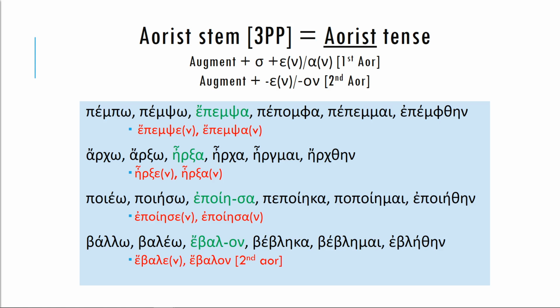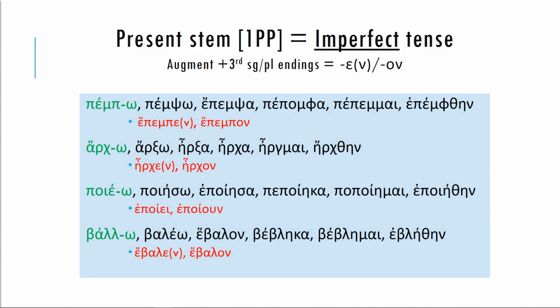So these are forms you've seen a million times by now, right? Epempse, epempson, right? Ebalen, ebalon. These are forms you should be pretty familiar with right now. The present stem is what we use to form the imperfect. And again, you add the augment and then these secondary endings, en and on, right? Epempen, epempon. We've seen these. This is no problem for you.